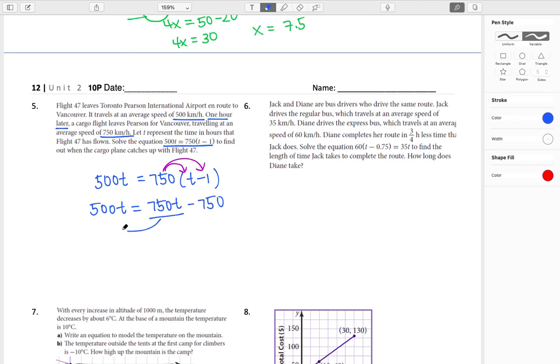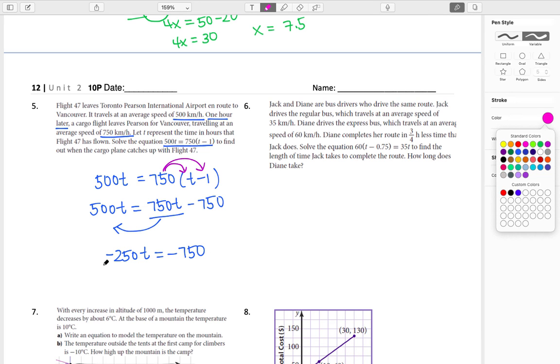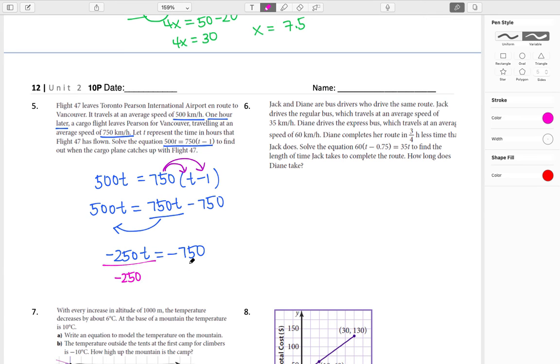So let's collect the like terms. I'm going to subtract, and I will get negative 250T equals negative 750. Let's divide both sides by whatever is in front of T. So it cancels out. Therefore, T is equal to 3. So how long is it going to take for the cargo plane to catch up? It takes 3 hours, because the unit is in hours. And that's how it will catch up.